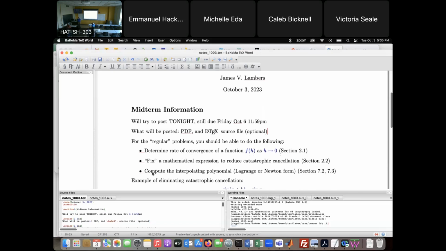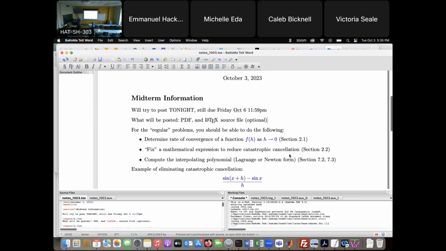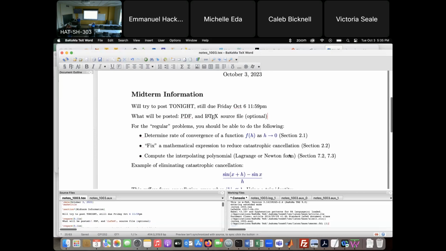And then you interpolate a polynomial in either Lagrange or Newton form. So Newton form would involve a finite difference table. And then concept check questions from these same sections. There'll be 10 questions in all of that kind. Okay, here's an example about eliminating catastrophic cancellation.